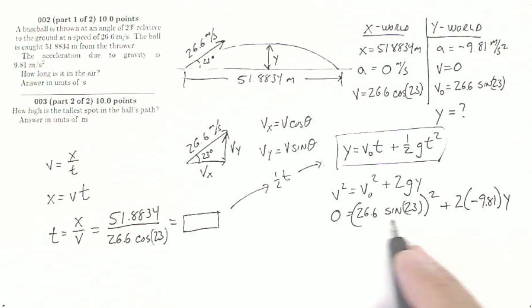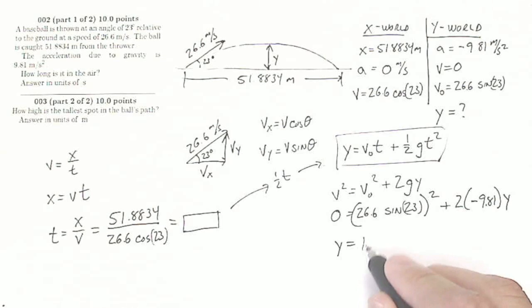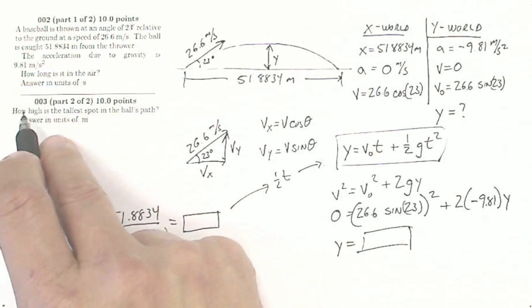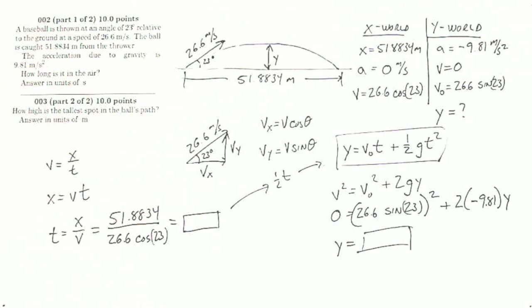So now it's just a matter of algebra. Solve this, move it over, divide by twice 9.81, and that will give me my y equals. And I will get a number there, and that will be my answer to question number 3. How high is the tallest spot? And that will be positive, so that'll be good.